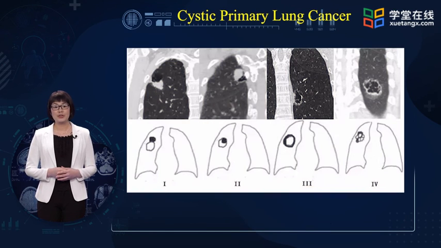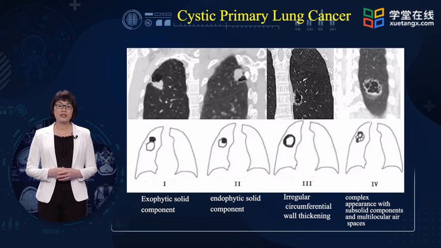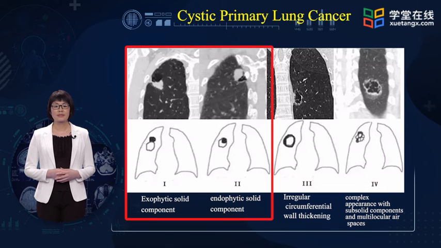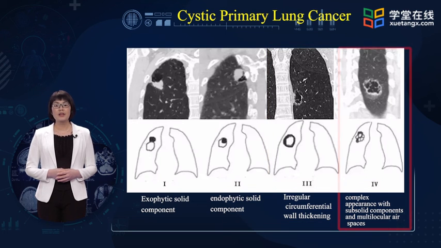Finally, I will briefly introduce cystic primary lung cancer. It arises from the wall of a pre-existing pulmonary cystic airspace, has been reported, but remains relatively uncommon. It is still unclear whether this cystic space was congenital or acquired, and whether the cyst was there before the lung cancer. A cystic nodule may have an exophytic and endophytic solid component adjacent to the cystic airspace, irregular partial or circumferential wall thickening, complex appearance with a solid component and multilocular airspace.